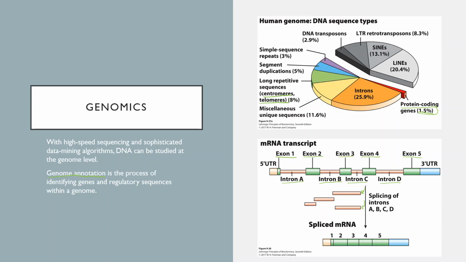Some of these are what are called segment duplications. So sometimes when chromosomes get copied by mistake, part of the chromosome will get duplicated, and sometimes those duplications are bad, and so they cause the cell to die. Other times they just stick around. So sometimes these duplications end up as permanent parts of the genome. And then there are simple sequence repeats, which may or may not have a function.